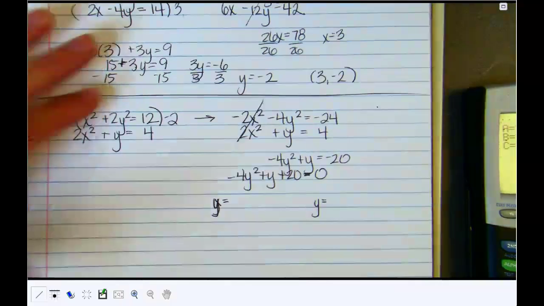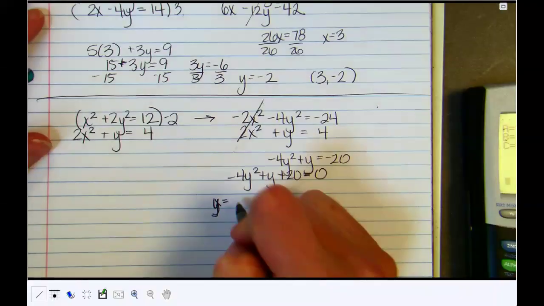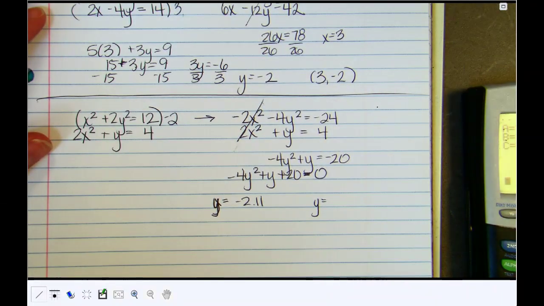What are your Y values? Negative 2.1. I'm gonna go 2.11, which is fine.